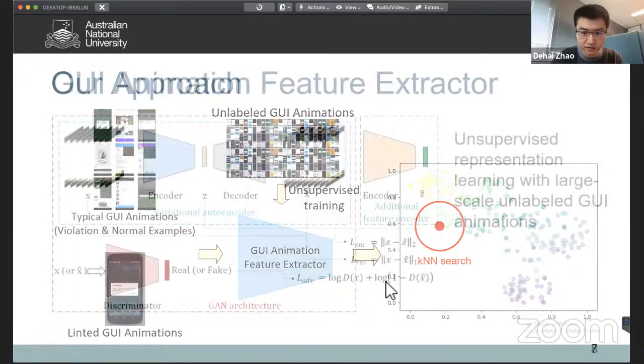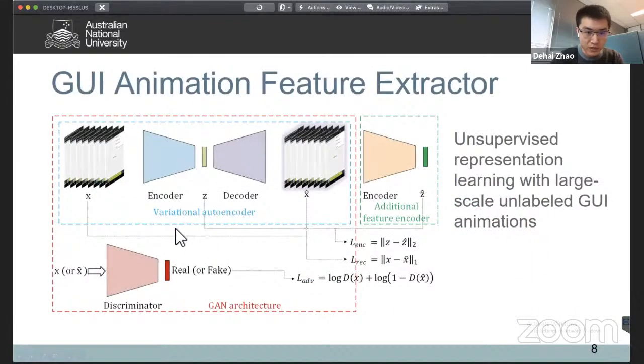This is the architecture of our network, which is based on a variational autoencoder and a generative adversarial network. The VAE learns to reconstruct the GUI animations, and the GAN enhances the capability of reconstruction. We also use an additional feature encoder to learn more abstract features from the reconstructed GUI. After training, we use the encoder and the additional feature encoder to extract features from GUI animations.